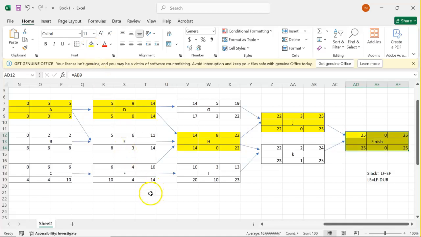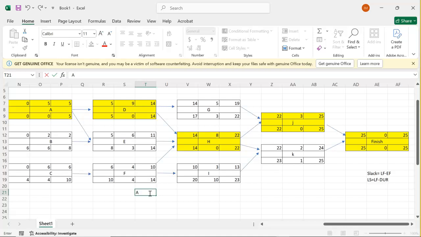So the projects that are on the critical path, we have A, we have D, we have H, we have J. Those are the projects that are on the critical path. And the length is 25 weeks.